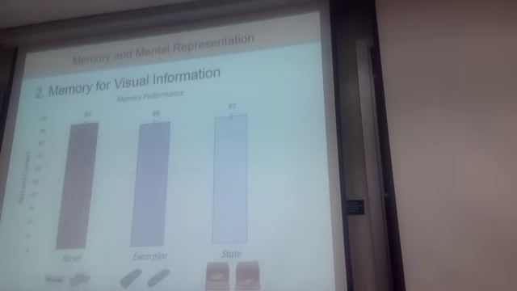And what's interesting is that people do really well for memory of all of these different things. So they're slightly better with the novel stimuli compared to the old one. But they do about as well with the exemplar and state compared to one another. So we're pretty good at picking up what we've seen before. We have good memory for visual information. That's the key point here.